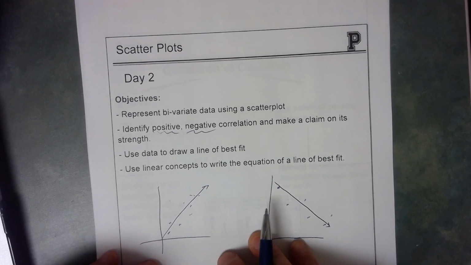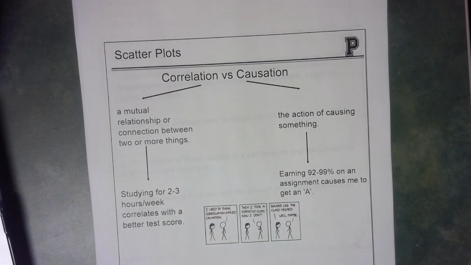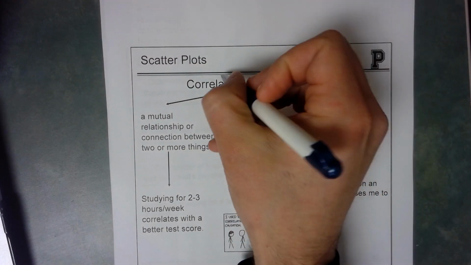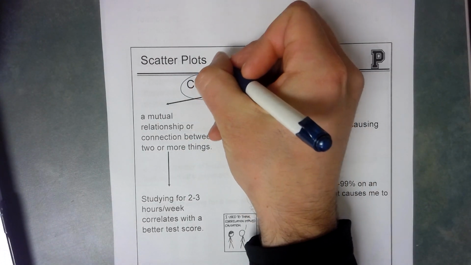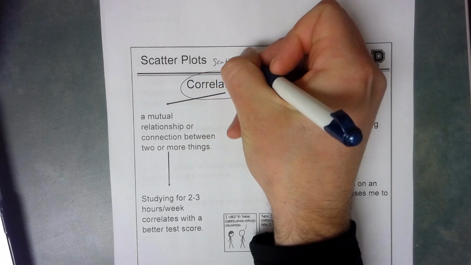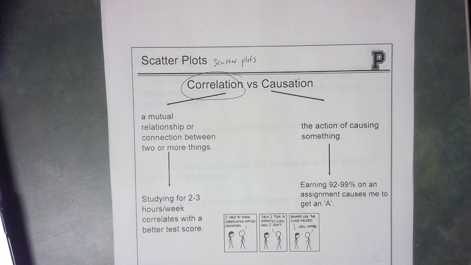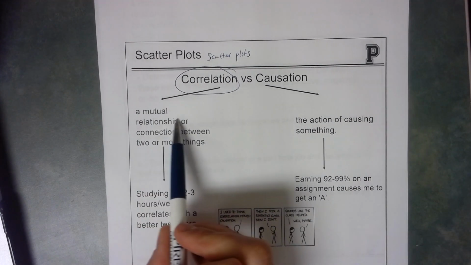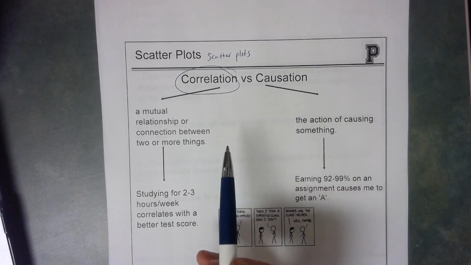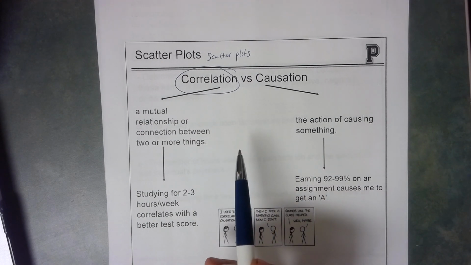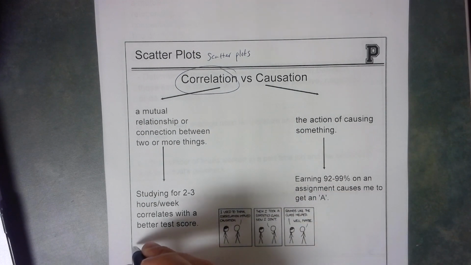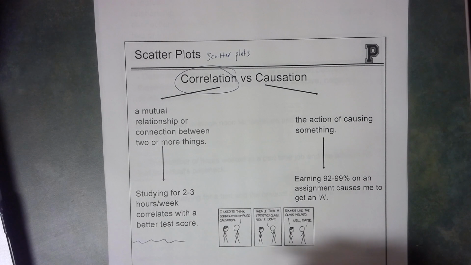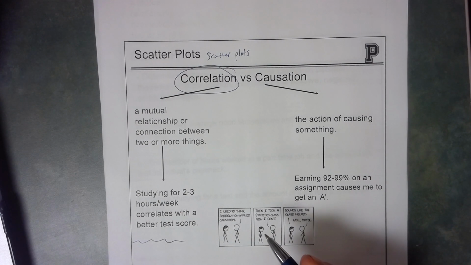So we're just going to talk a little bit again about what correlation and causation really means. Correlation is what we get with scatter plots. So there's a relationship, but it's not direct. The definition of correlation, and I pulled this off the internet, is just a mutual relationship or connection between two or more things. The example, we talked about this a little bit in class, but studying for 2 to 3 hours per week correlates with a better test score. It does not cause a better test score.